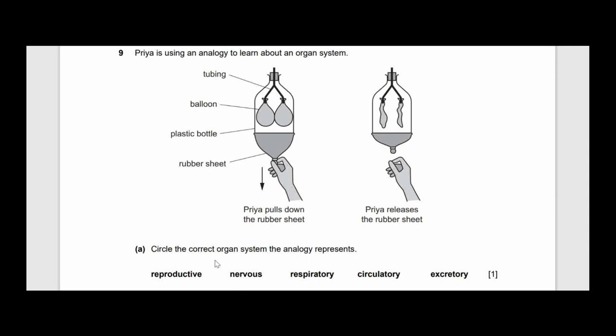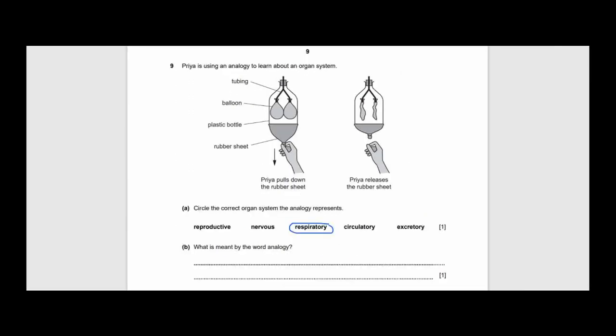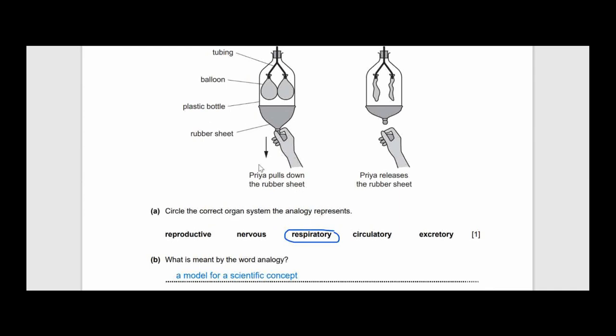So let's open up the answer. So it's the respiratory system. Next number. So 9B, what is meant by the word analogy? 10 seconds. Alright, let's open up the answer. The word analogy means a model for a scientific concept. So this is a model for the respiratory system.